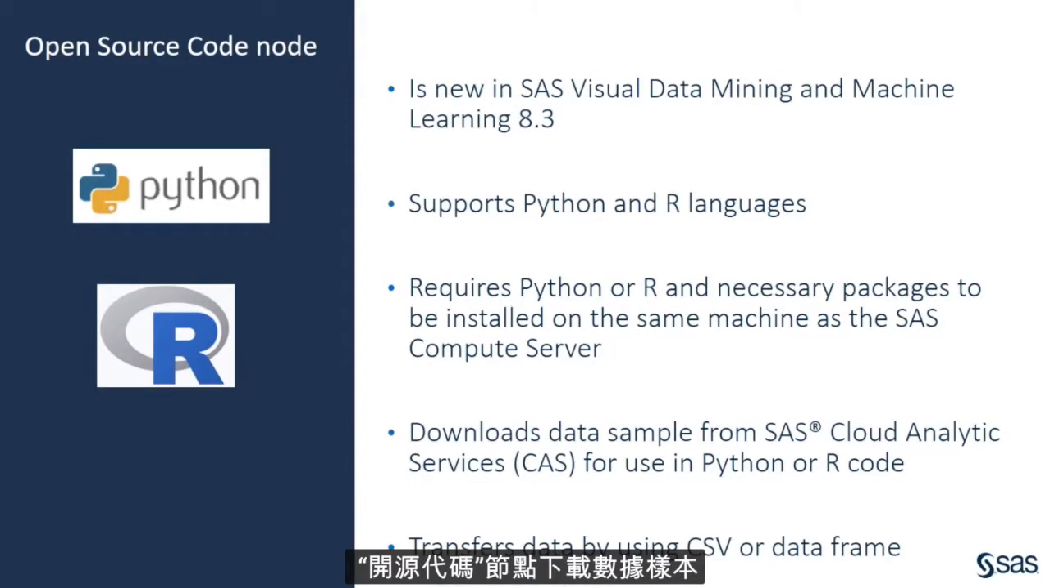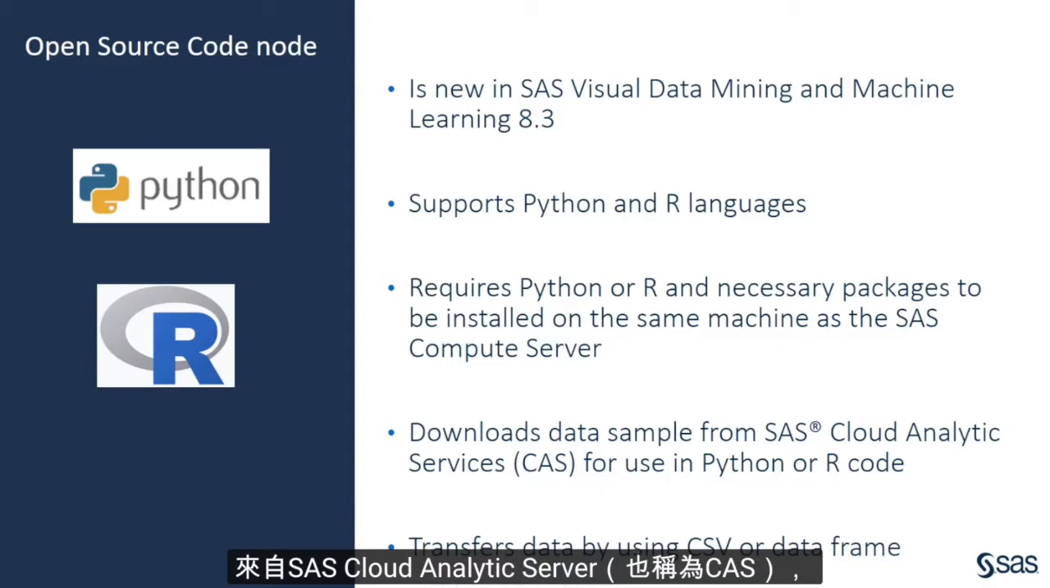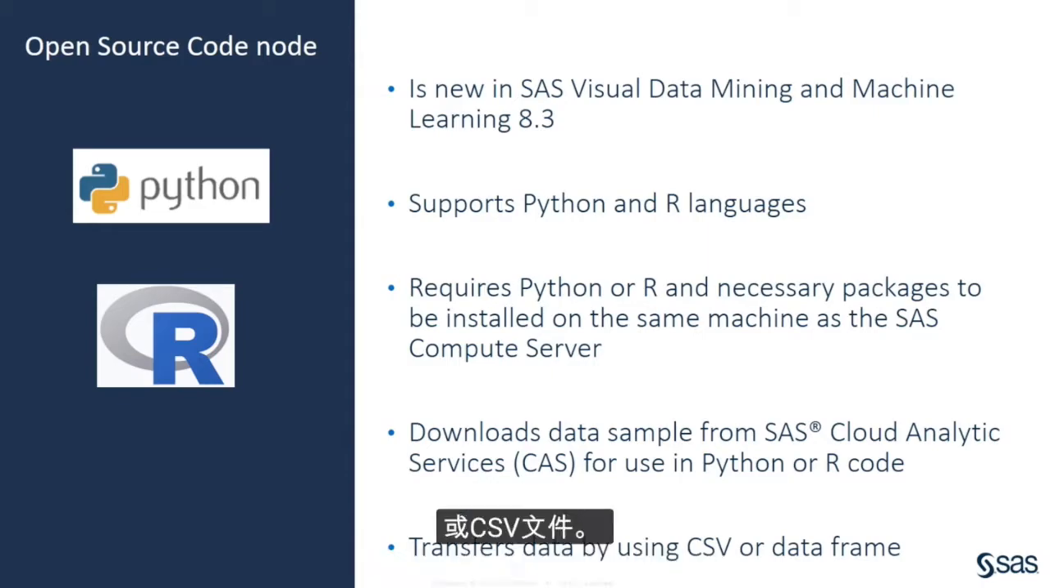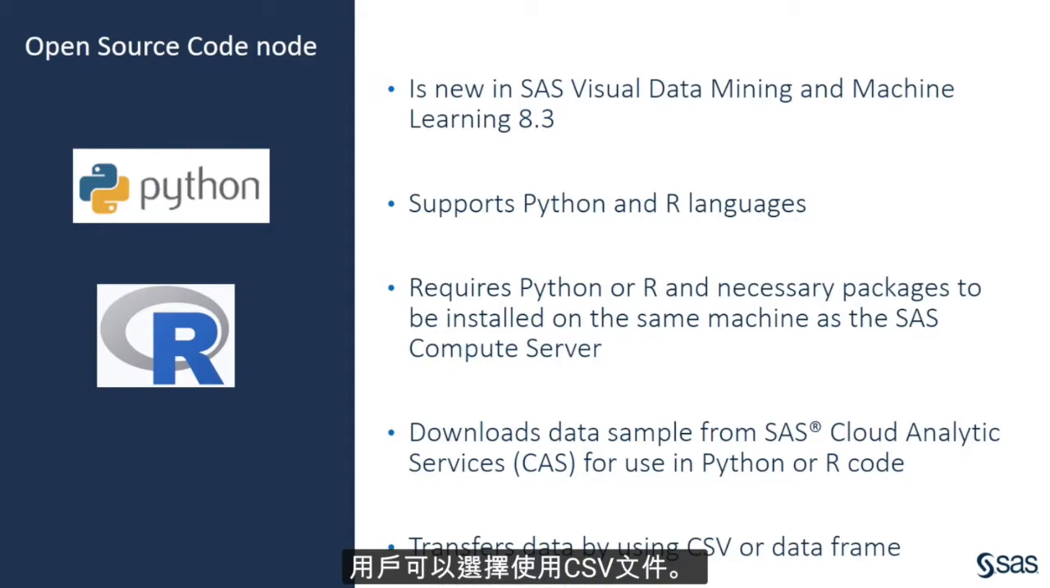The open source code node downloads a data sample from the SAS Cloud Analytics Server, also known as CAS, to the compute server during execution. This data transfer happens with comma-separated value or CSV files. The user can choose to work with CSV files, but for convenience, the node also makes these data available as a data frame.